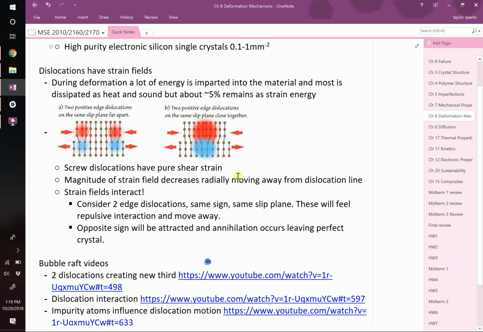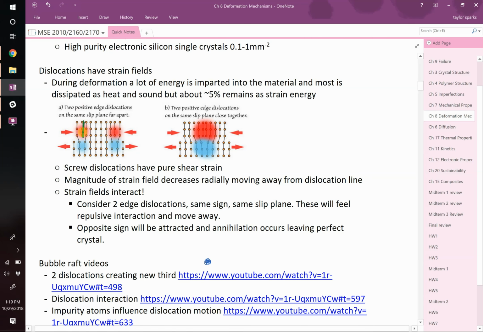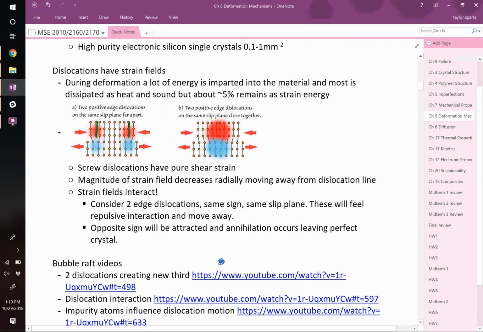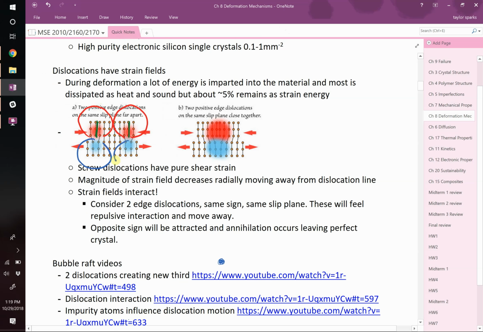So take a look here. We've got our, let me change color. We've got our extra half row of atoms, which I'll draw in green. Here's one right here, and here's another one. So we would say that these dislocations are both in line with each other, and they have the same sign. The same sign means that the extra half row of atoms is on the same side in both cases. So think about what this does. Now you've got the extra half row of atoms both on the top side, which means you've got compressive stress and you've got compressive stress. And then on the bottom side, you've got tensile stress and you've got tensile stress.